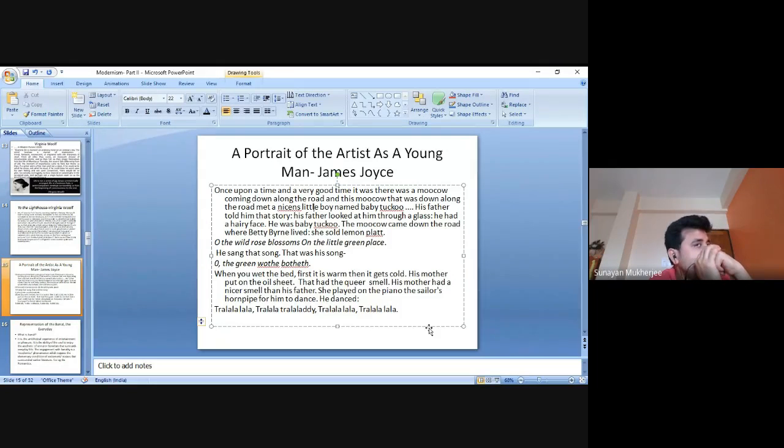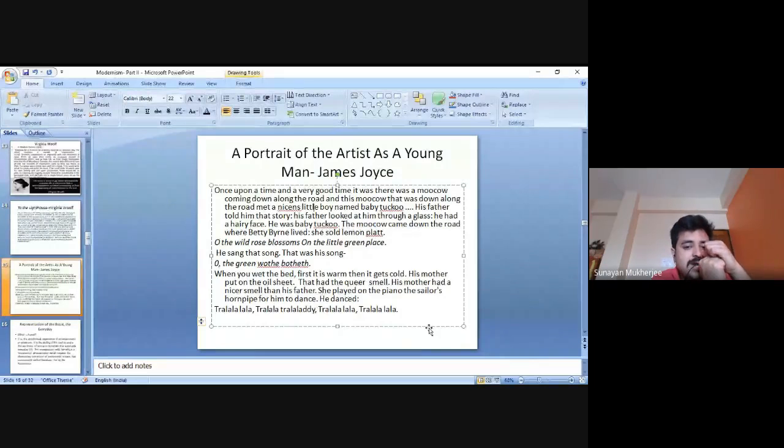So the child remembers these nursery images, these songs. When you wet the bed, all of us used to wet the bed when we were a young boy or a girl. So Joyce says the same thing. When you wet the bed, first it is warm, then it gets cold. Isn't it very interesting? First it gets warm because the warmth of the urine makes the bed warm, and then it gets cold.